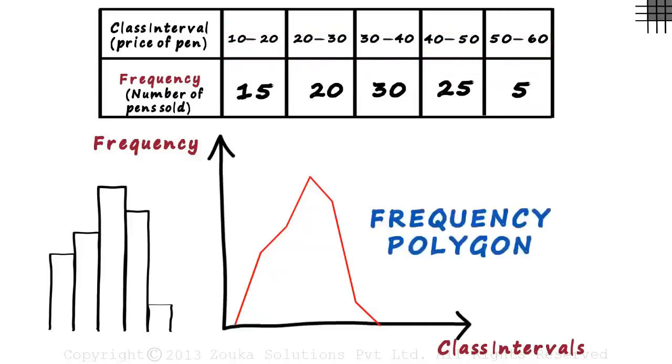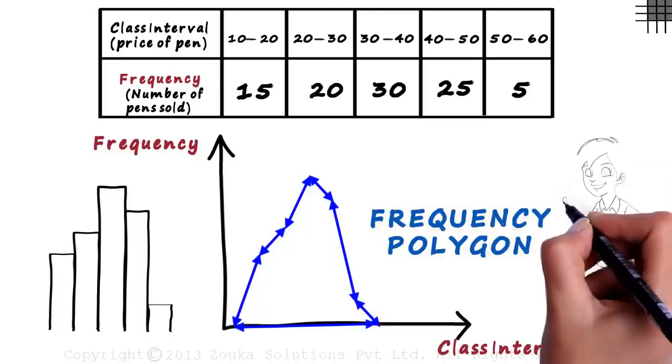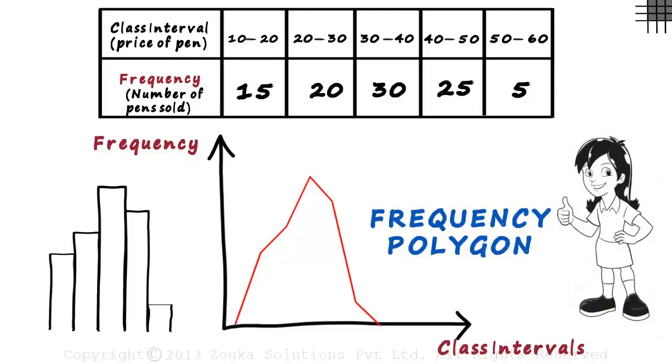This is called the frequency polygon. Frequency as it represents the frequency of each class interval, and polygon as it has many sides. There are two ways to draw this, and we have made two separate videos for each. Make sure you watch them.